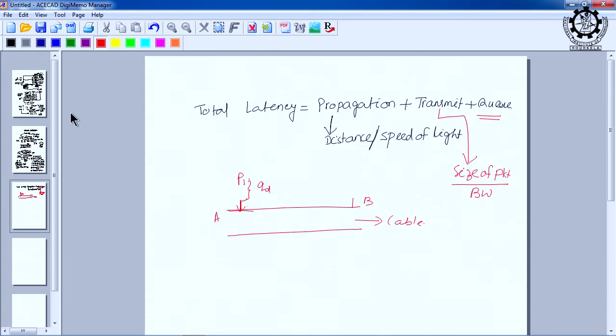Once it gets the channel, it now starts releasing the packet into the channel, or generating the packet into the channel. That is your transmission delay. Now this will be transmitted or propagated over the channel, and this is called your propagation delay. Sometimes queuing delay may be 0.